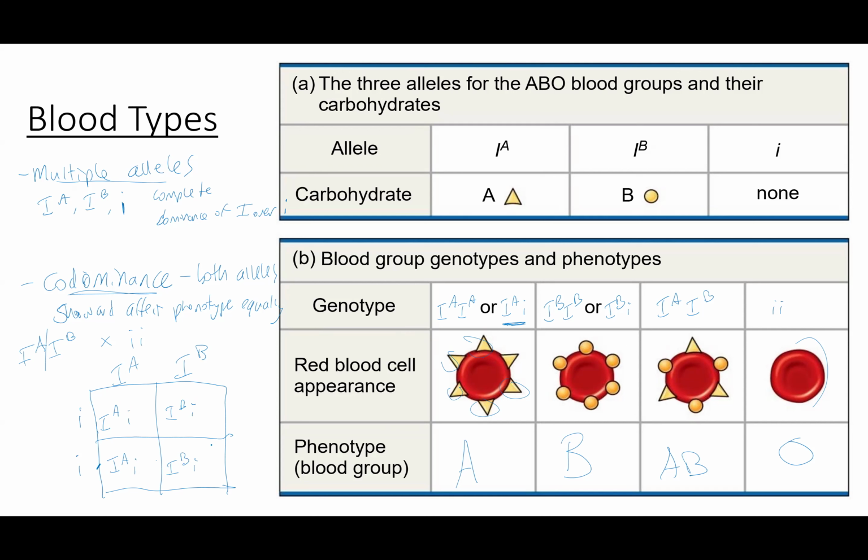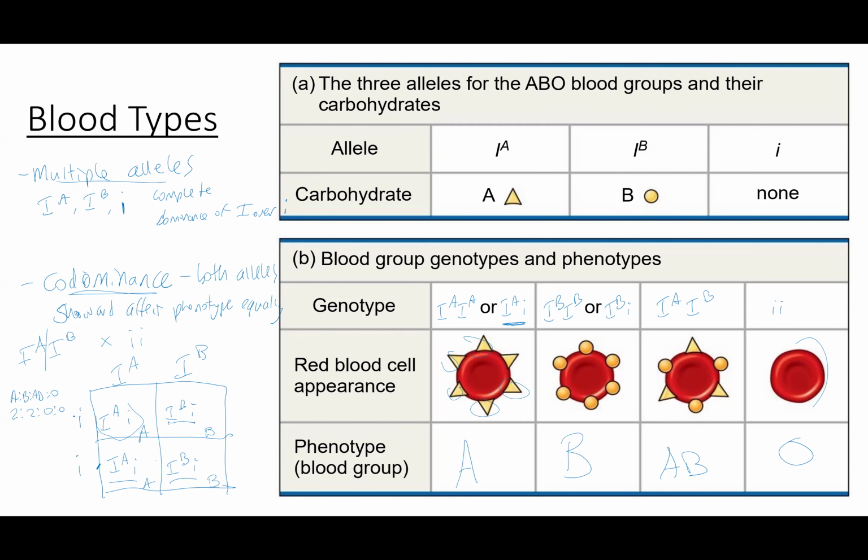So if we do our phenotype ratio, we'll do A to B to AB to O. How many of the kids would have A blood? What does this kid have? This kid would be A, this kid would be B, this kid would be A, and this kid would be B. So we have how many A's? How many B's? How many ABs? How many O's?